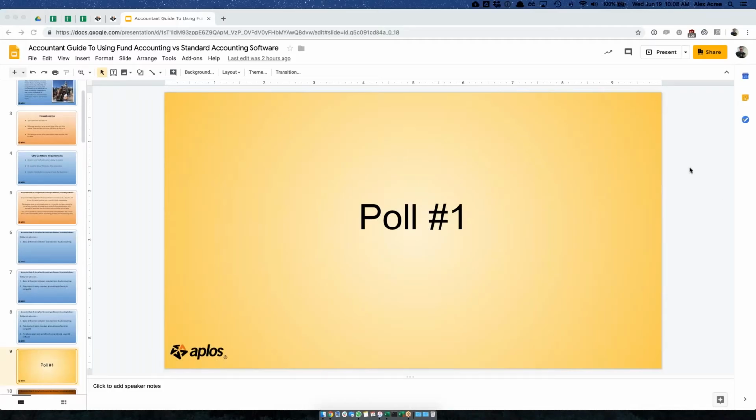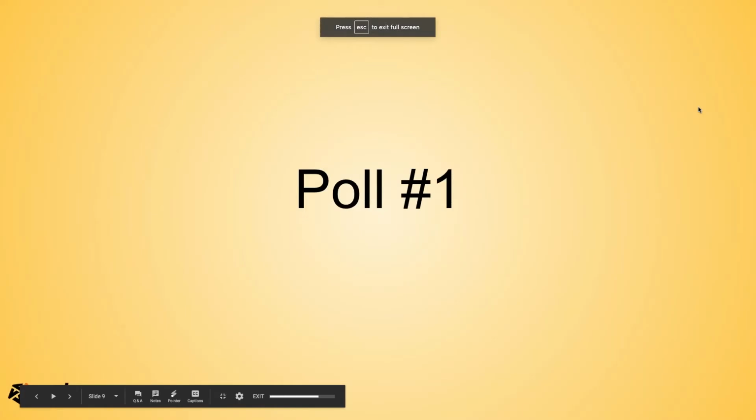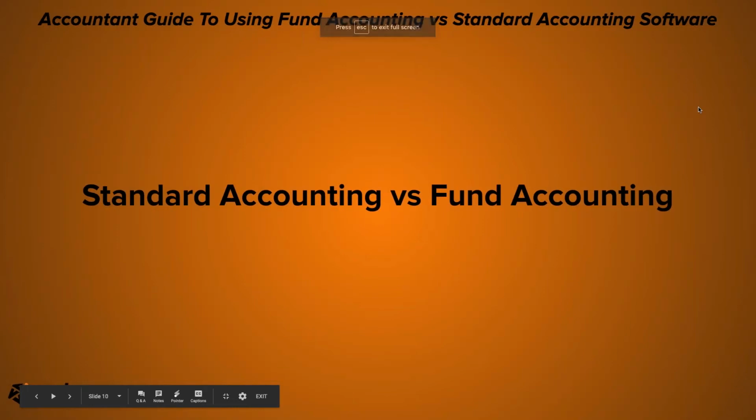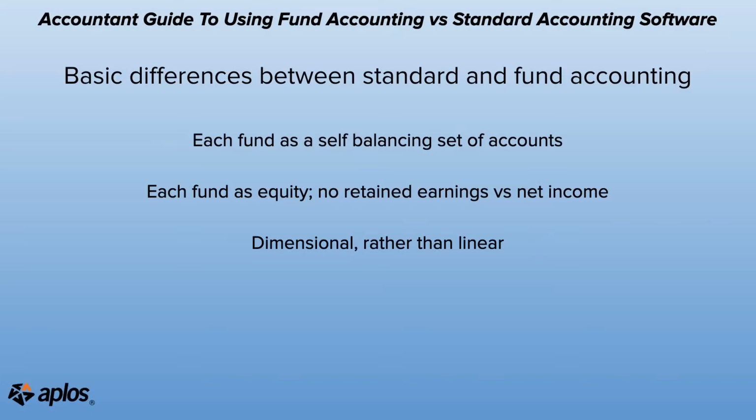So let's get into it. Let's talk about standard accounting versus fund accounting. The basic differences between standard and fund accounting, and this is going to maybe use some language that is somewhat familiar. In the fund accounting world, fund accounting is used for nonprofits, government agencies, schools, which a lot of the time are government funded, and then religious institutions. So really mainly entities that are using other people's money is kind of what the bottom line is there.